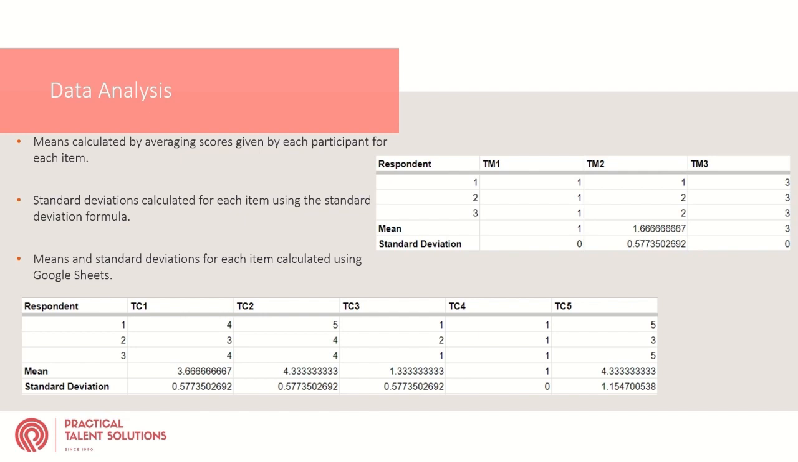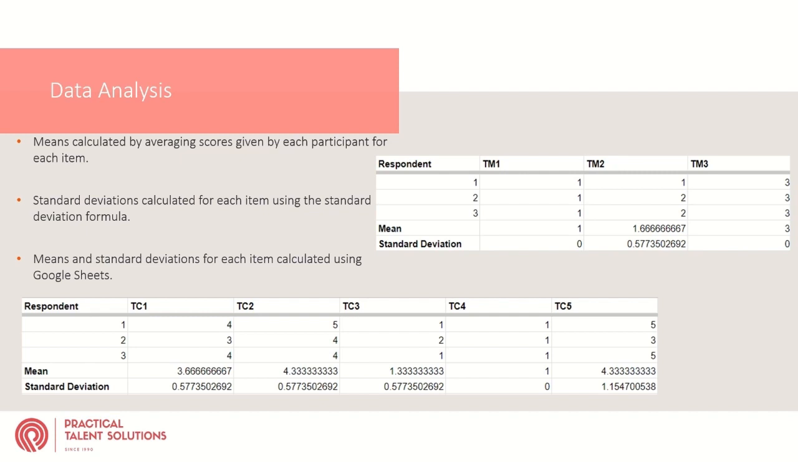Once these items were rounded up, the items with standard deviations greater than our cutoff of 1 were thrown out. Then, we chose the item that had the lowest standard deviation. In the event of a tie for both mean and standard deviation, an item was chosen at random to represent that performance dimension on the behaviorally anchored rating scale.